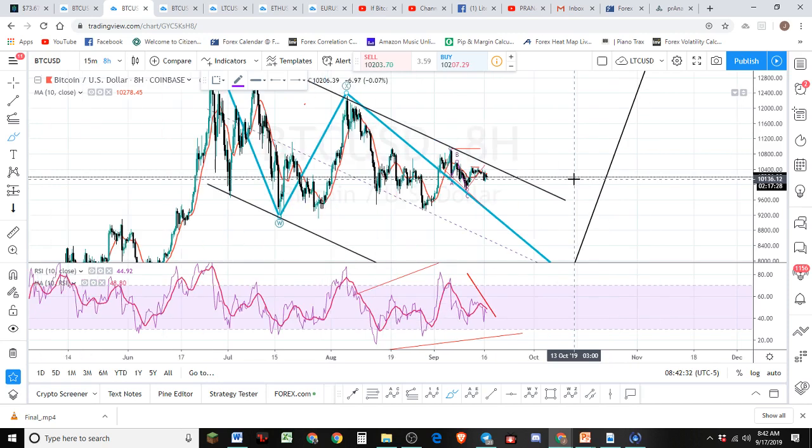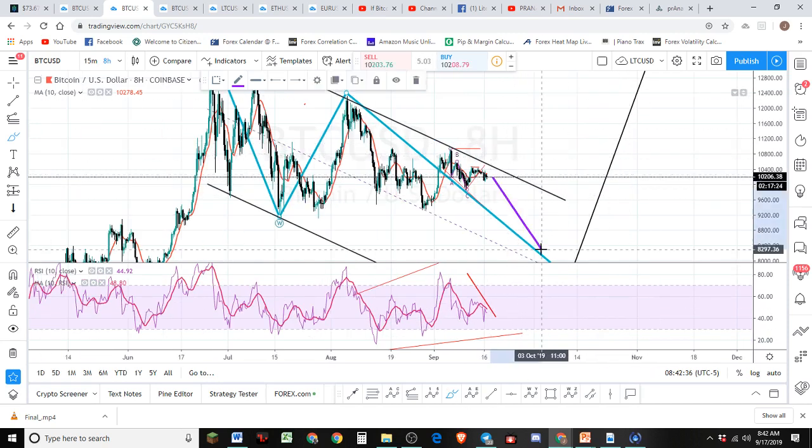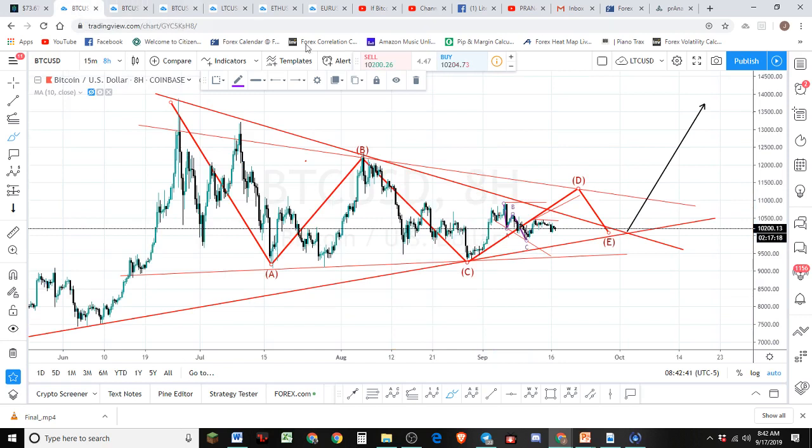Well, my bias is still this WXY. I'll just tell you what I'm looking for. I'm ready for a break to the downside. It can happen at any time, but I don't know. It's looking more and more like this is not going to happen to me. Let me give you the reasoning why.